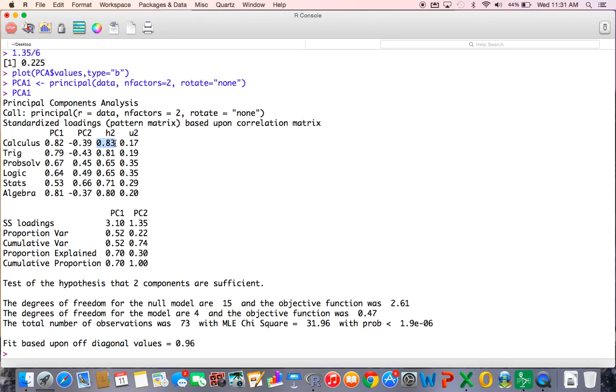This 0.83 right here is, again, the communality. Now think about it: communality, common variance, shared variance. The 0.83 corresponding to calculus tells us that 83% of the variance in calculus is shared variance. The spread in calculus is shared with other subject matters. Only 17% of the variance in calculus is unique.